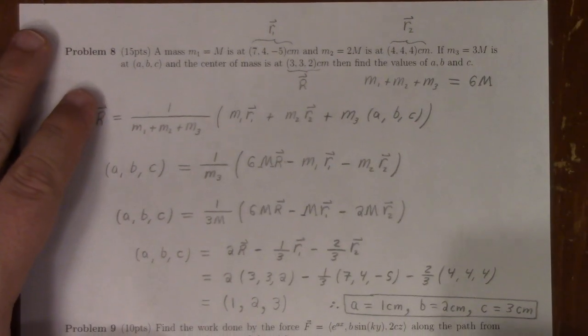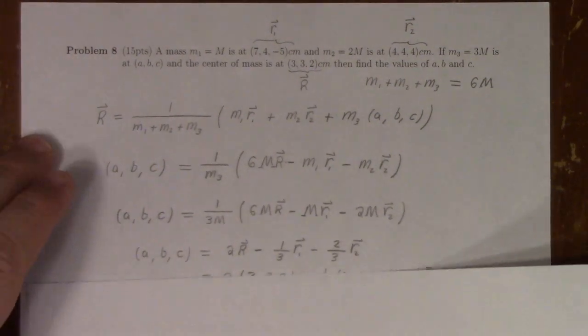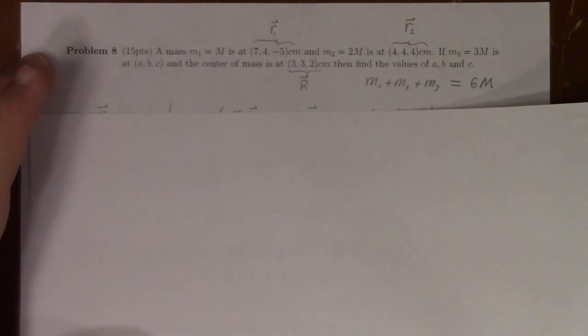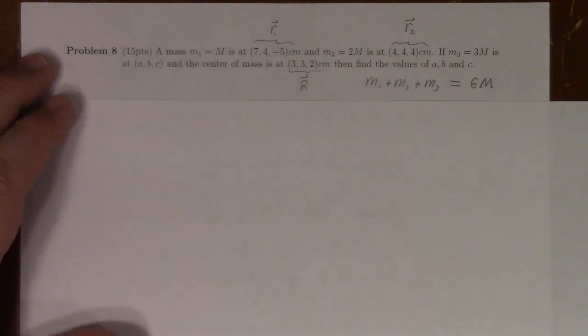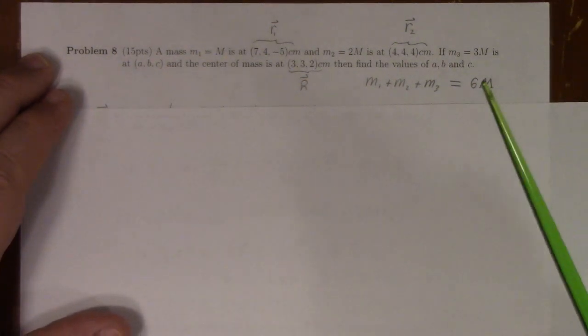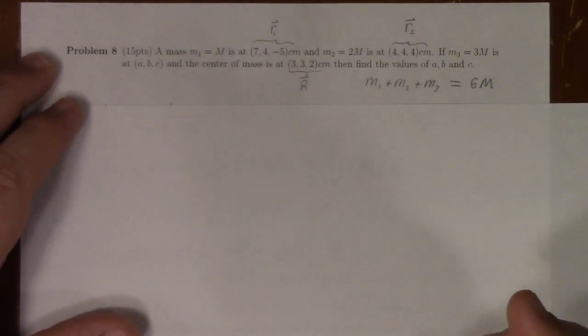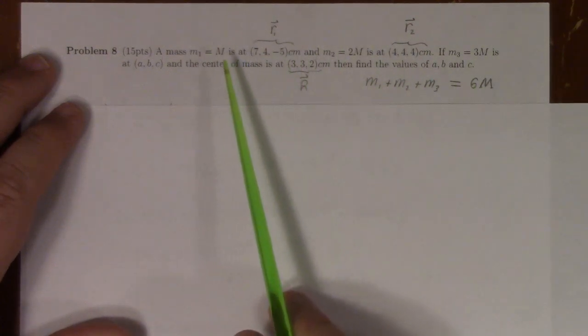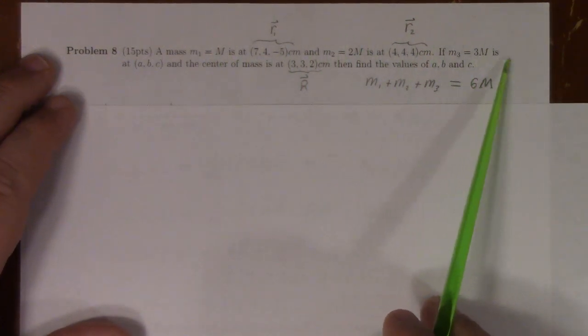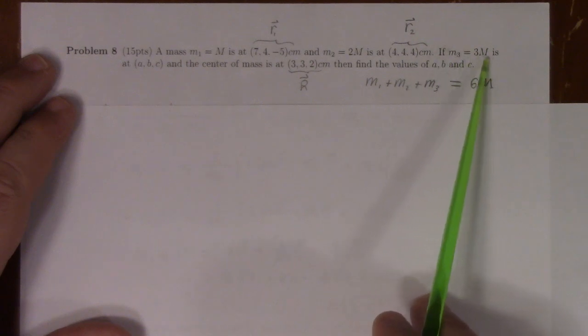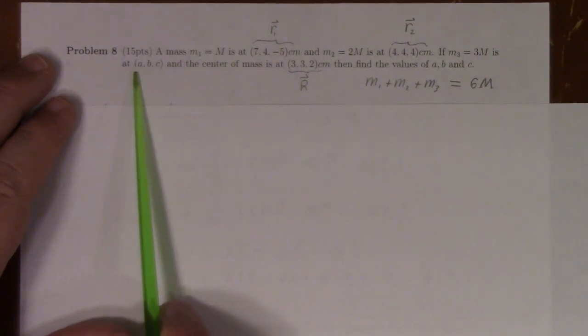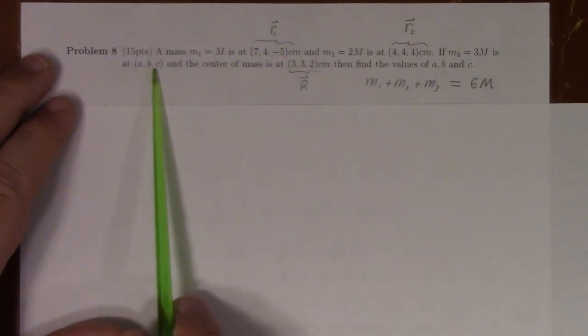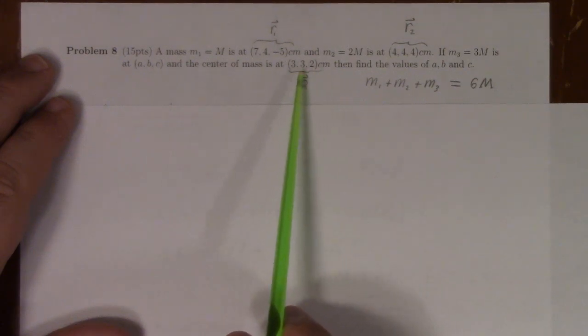Let's see here. Problem 8 is a center of mass problem, so it's relatively straightforward. I give you the position of mass 1 and mass 2, and I let the position of mass 3 be variable. I even suggested variables for you, A, B, C. I told you the center of mass is at 3, 3, 2.